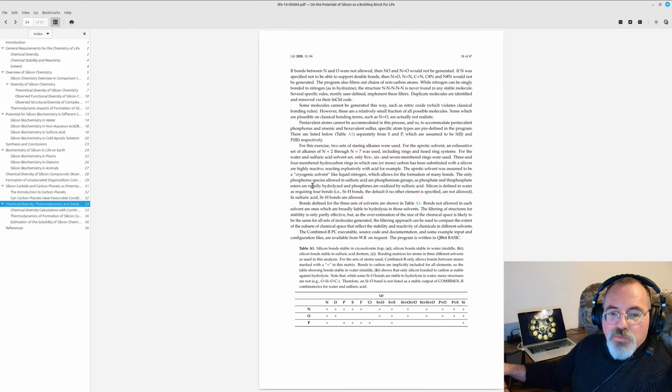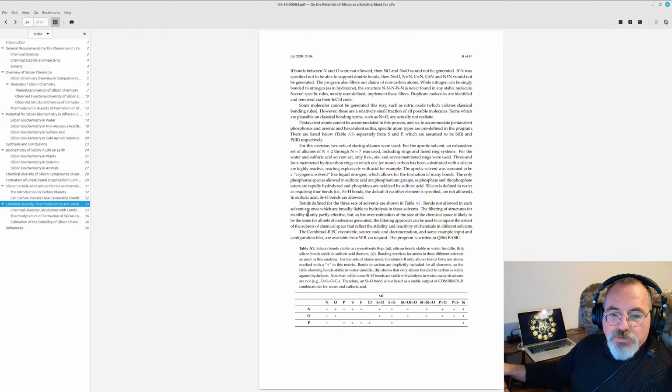Silicon is defined in water as requiring 4 bonds, that is, silicon-hydrogen bonds. The default, if no other element is specified, are not allowed. In sulfuric acid, SiH bonds are allowed. Bonds defined for the 3 sets of solvents are shown in Table A1. Bonds not allowed in each solvent are ones which are broadly liable to hydrolyze in those solvents.